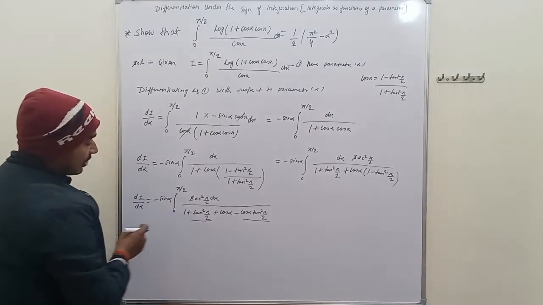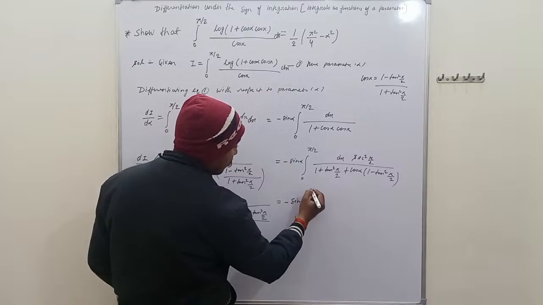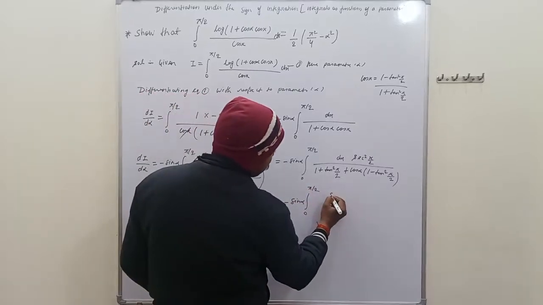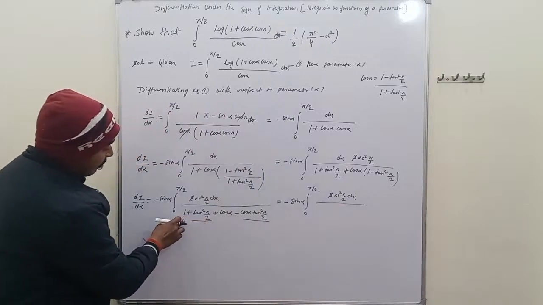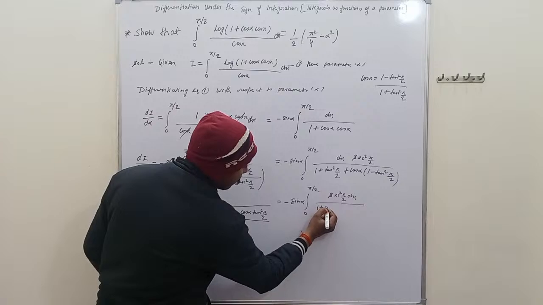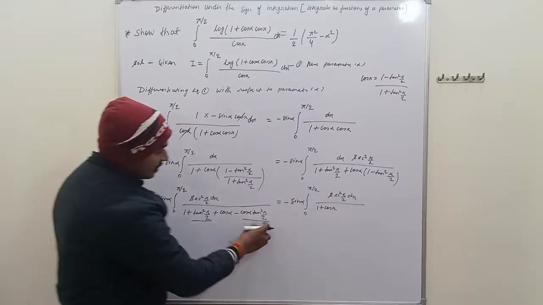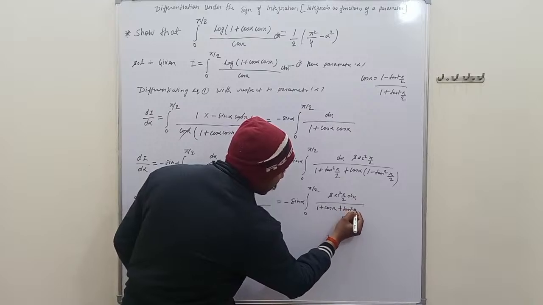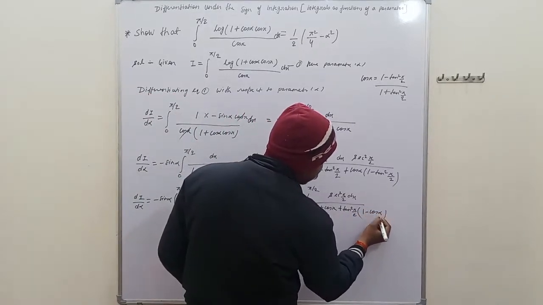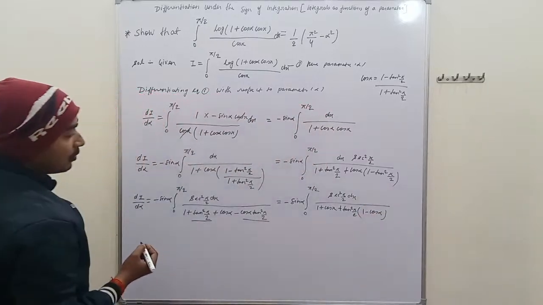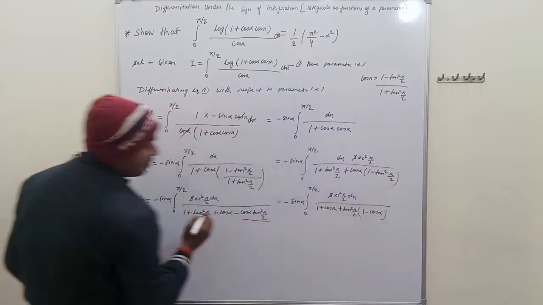Hence we take common tan square x by 2: minus sin alpha, integral from 0 to pi by 2 of sec square x by 2 dx upon (1 plus cos x), plus tan square x by 2 taken common, with the remaining 1 minus cos alpha, and further taking common from the denominator 1 minus cos alpha.